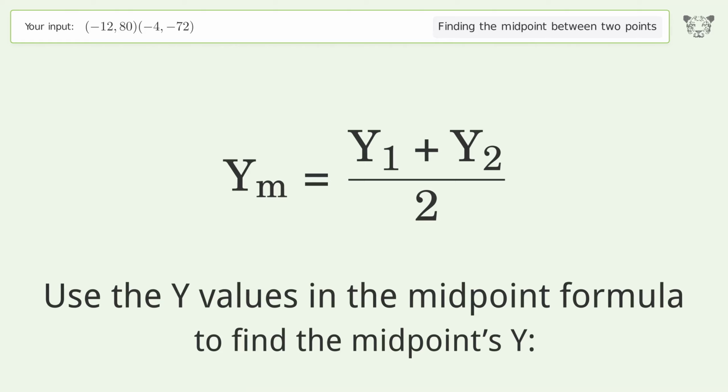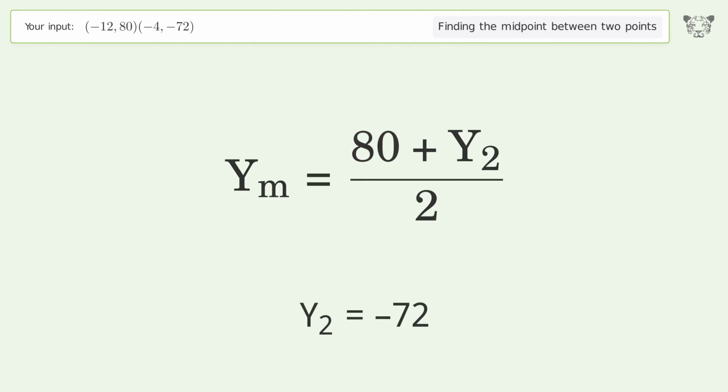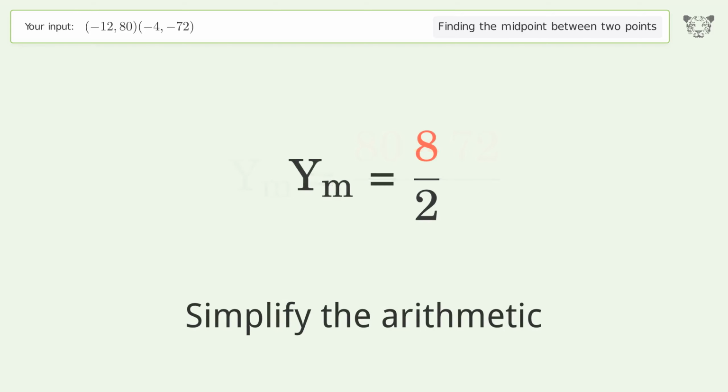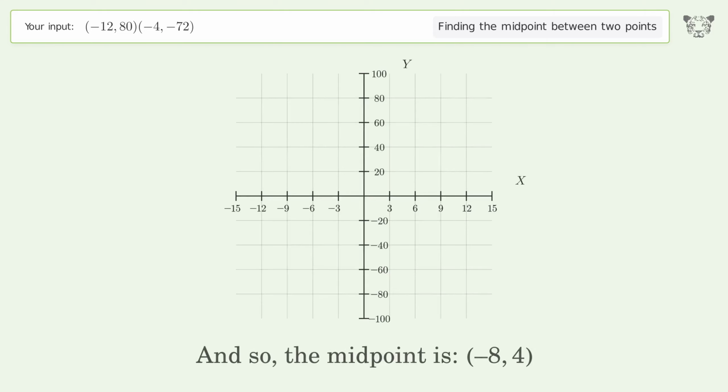Use the y values in the midpoint formula to find the midpoint's y. y1 equals 80. y2 equals -72. Simplify the arithmetic. And so, the midpoint is -8, 4.